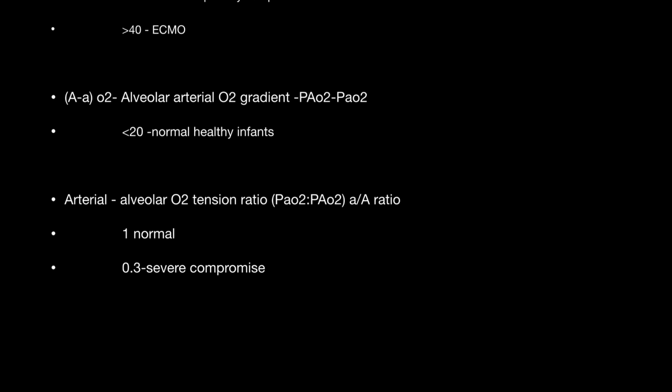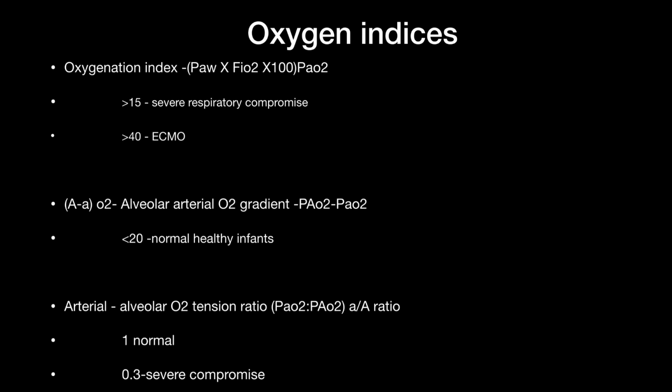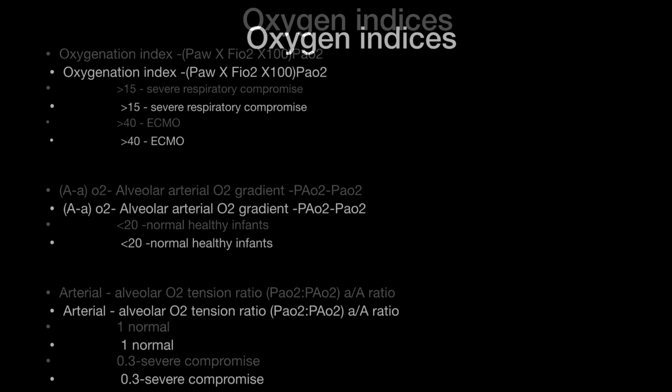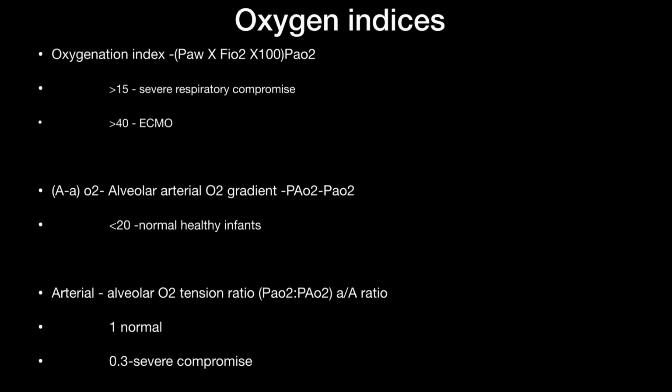If the value is more than 50, it signifies severe respiratory compromise. More than 40 is an indication for ECMO. More than 25, especially in a child with pulmonary hypertension, is an indication for nitric oxide.